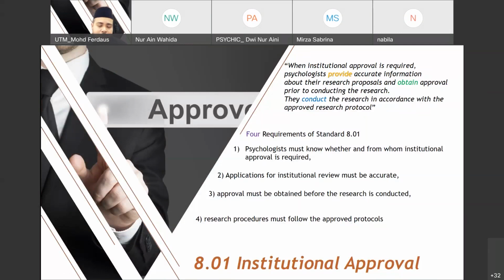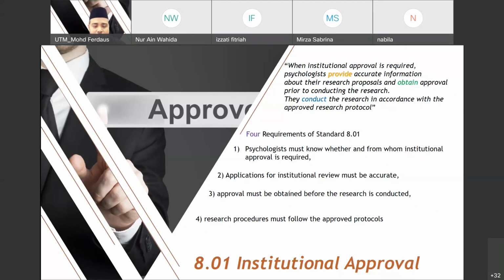Under research and publication, first and foremost, psychologists or psychology researchers need to acquire institutional approval. The exact words in the standard are: when institutional approval is required, psychologists provide accurate information about their research proposal and obtain approval prior to conducting the research. They conduct the research in accordance with the approved research protocol. I think the wording itself is not really difficult to understand.